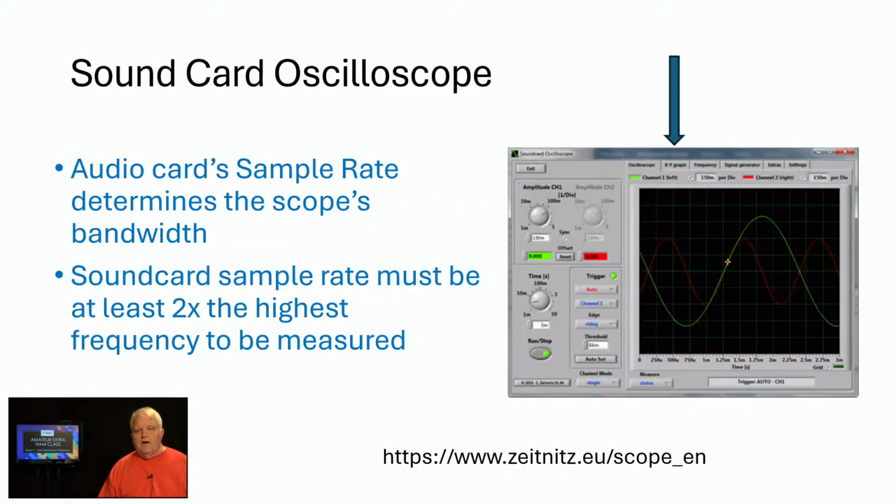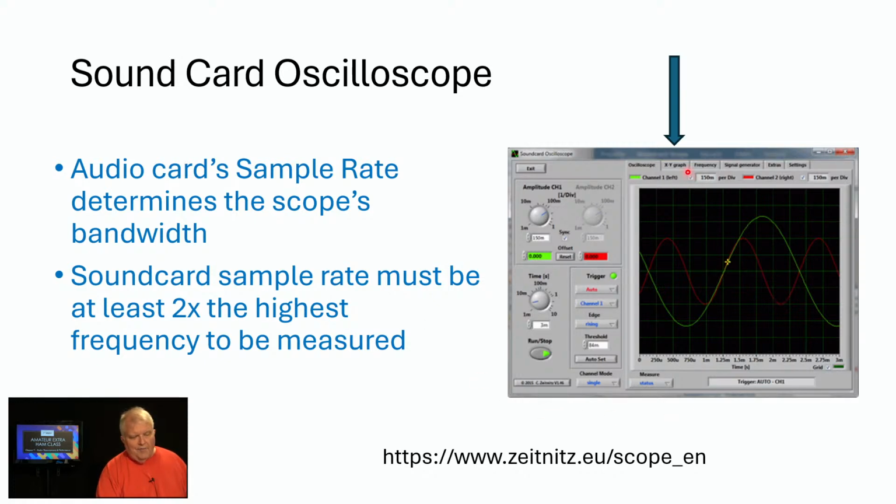Here's a sound card oscilloscope, and we are actually using this very software here in the studio tonight to monitor our microphone signals. This is using your audio card built into your computer, which is probably sampling at 44 kilohertz or 48 kilohertz, which are typical. So it's only good for audio signals. Again, the audio card sample rate determines the audioscope's bandwidth here, but this is software, so the sound card sample must be at least 2 times the highest frequency.